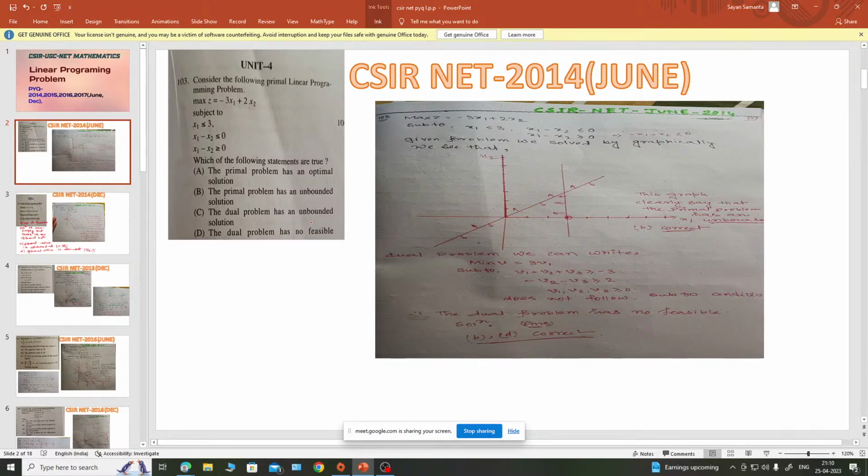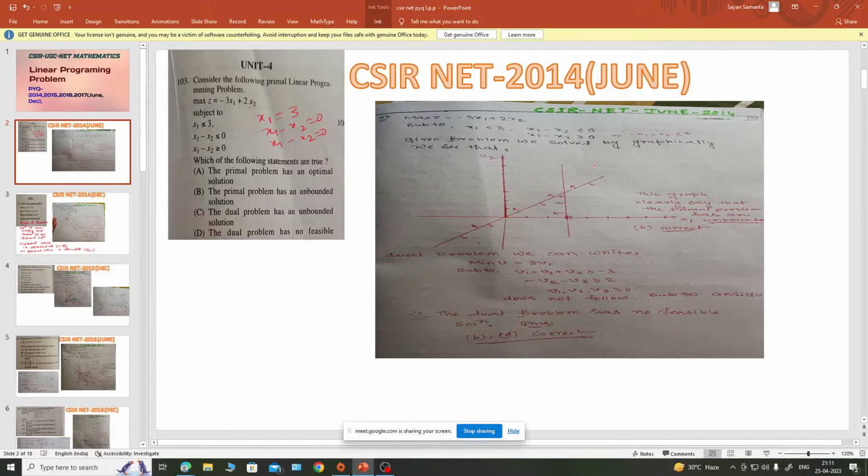So this type of problem we can solve by graphical method. So first we convert this inequality to equality. Subject to conditions x1 less equals to 3, x1 minus x2 less equals to 0, x1 minus x2 greater equals to 0. So this inequality we can convert to x1 equals to 3, x1 minus x2 equals to 0, and also x1 minus x2 equals to 0. Okay, is it clear?